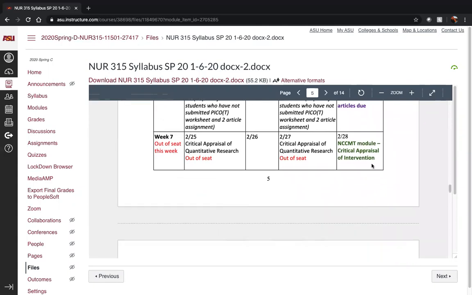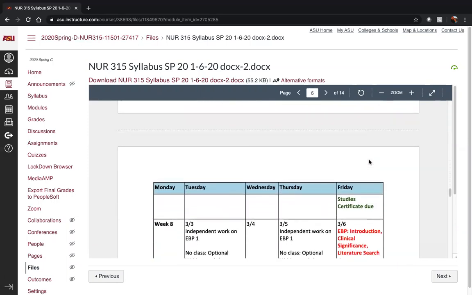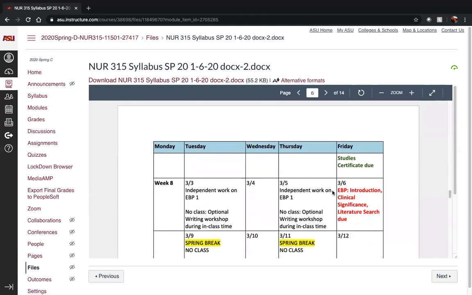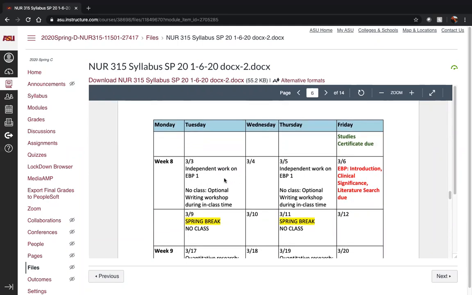You'll be doing some online modules. So you'll see here in week 7, you don't come to class at all. You do an online module to learn about how you really analyze these quantitative studies. And then your first paper is due in that first week of March. And you'll notice that you don't actually have to come to class this week because we understand that it takes time to write a paper.